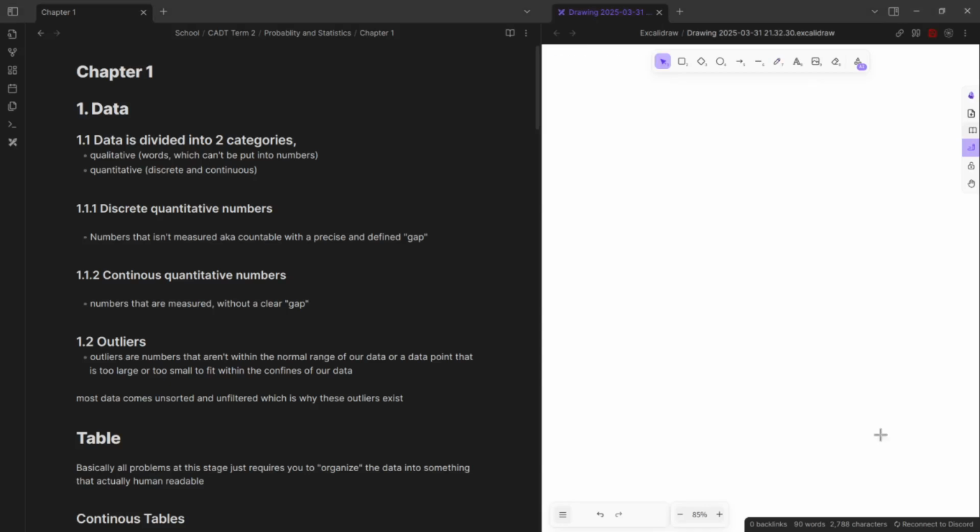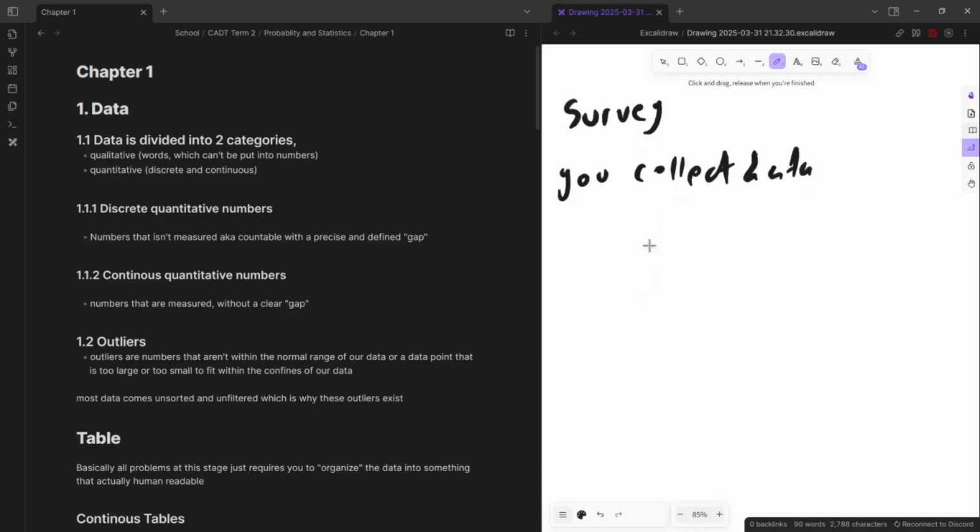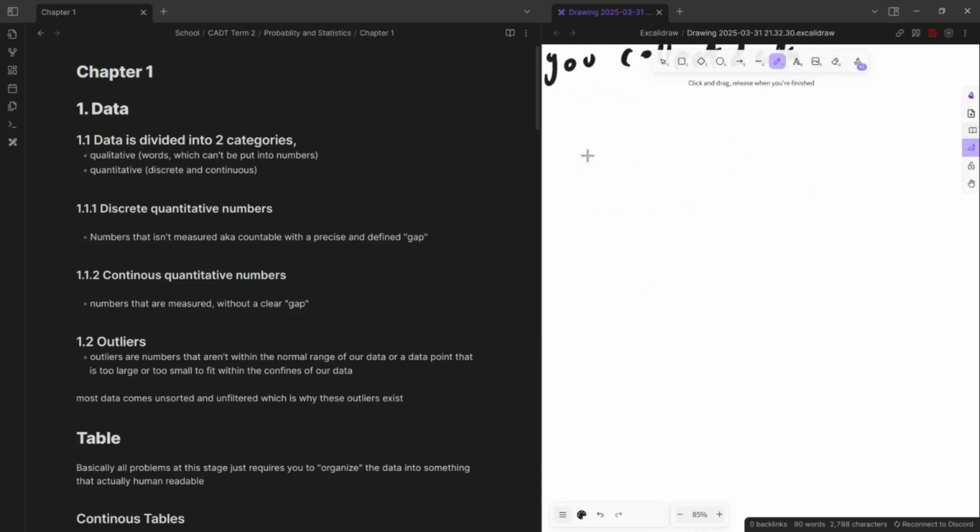So what is data? Data is like the answer to a question. That's it. That's literally it. The point is, you do a survey and you collect data. There are two types of questions. When you ask somebody, like, which is your favorite parent? That's like mom or dad.